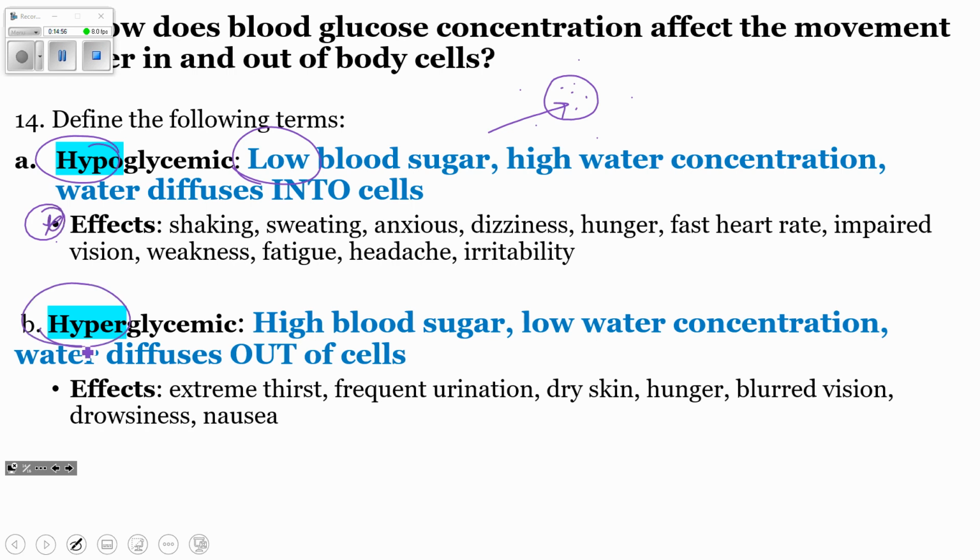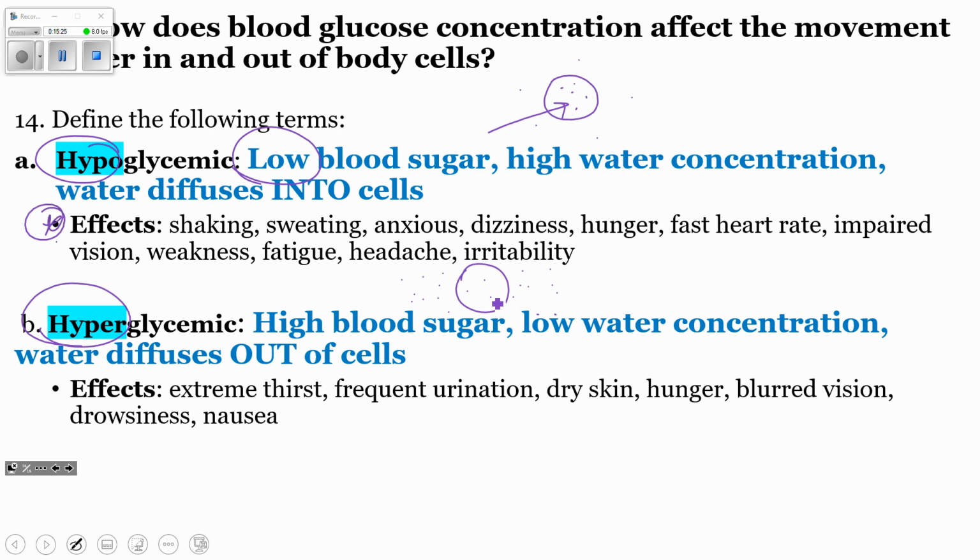Next up, we have hyperglycemic. Hyperglycemic, I think hyper, lots of sugar. This is actually the exact opposite of that hypo situation. If I have this situation, I've got a lot of glucose on the outside and just a couple of glucose molecules on the inside. That means that the water, the blood that's in the water surrounding the cell, is going to be considered a relatively low concentration. Because of that, water is diffusing out of the cell.